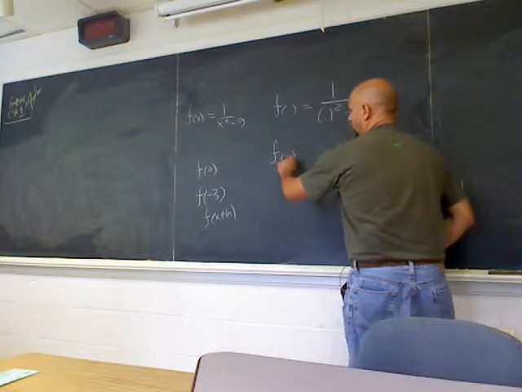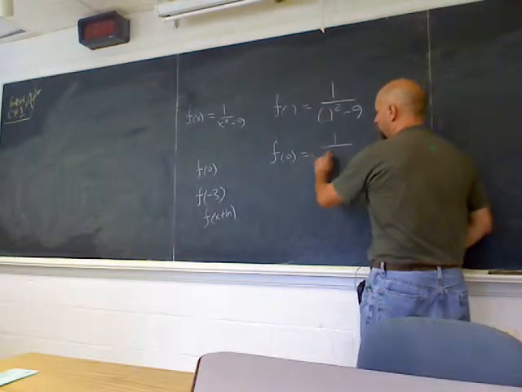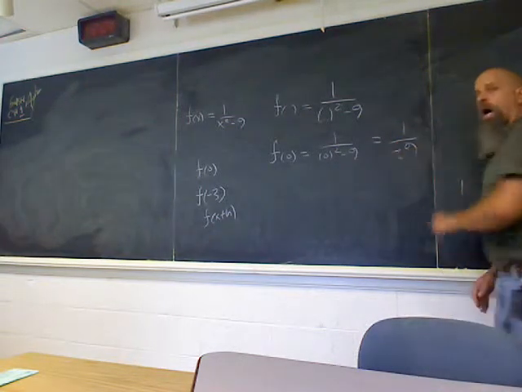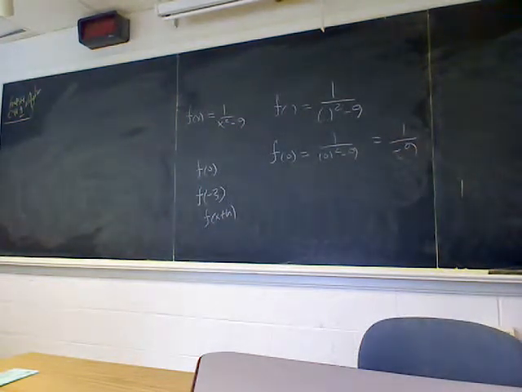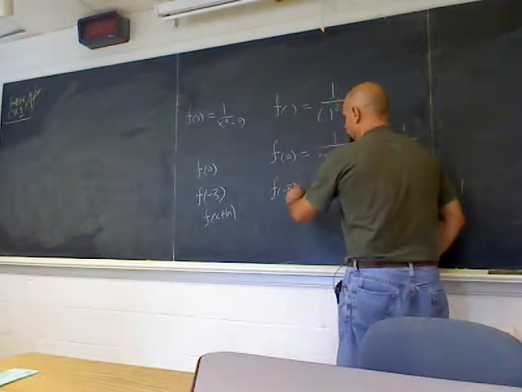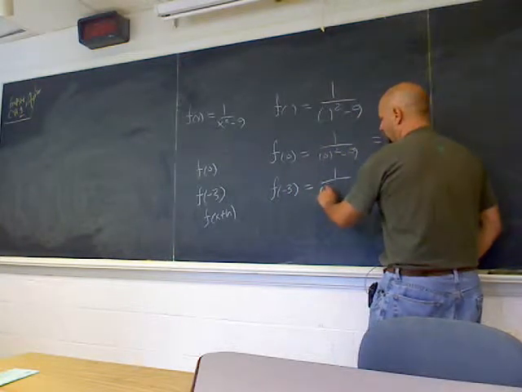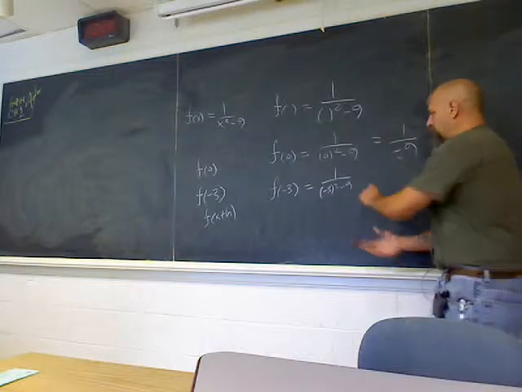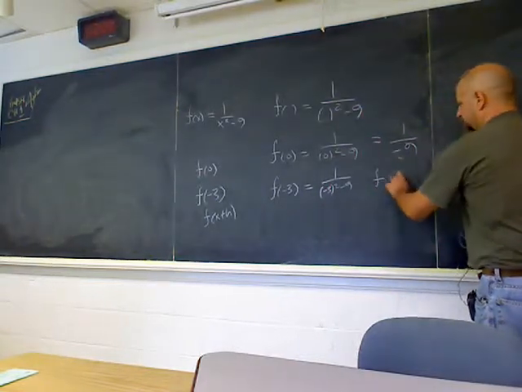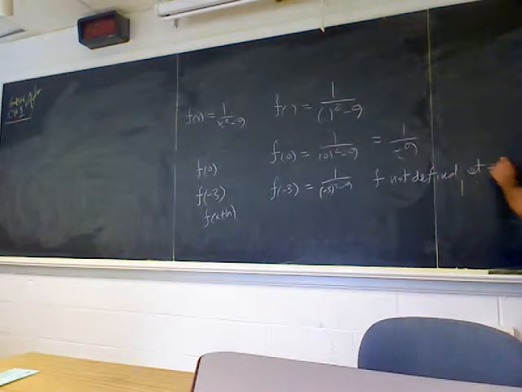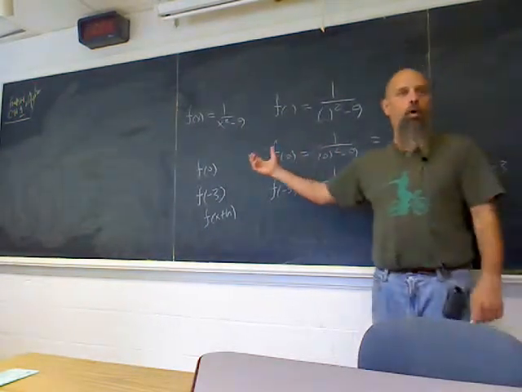So, for instance, f of 0, I plug in 0, I do the calculations, and I get 1 over minus 9. Is that what everybody got? Mm-hmm. All right. f of minus 3, I plug it in, I square minus 3, and I get a 0 in the denominator. Undefined. And so I say f is not defined. Most of us may have noticed that beforehand.